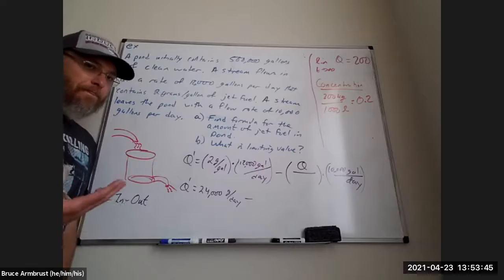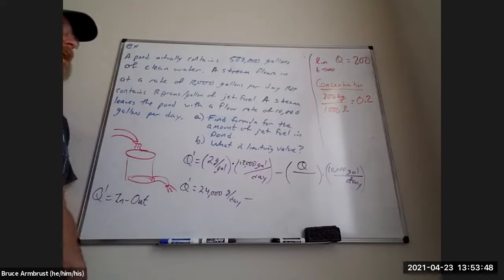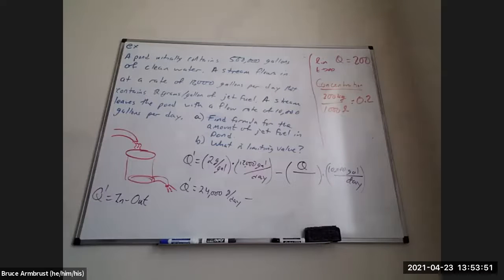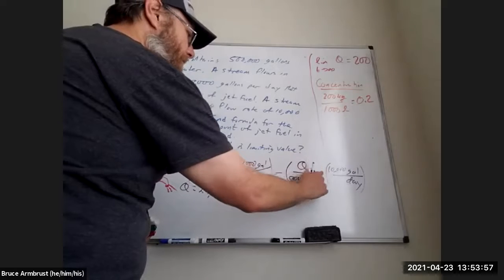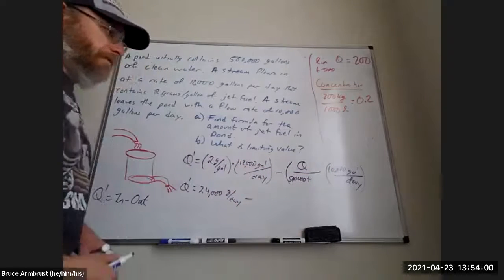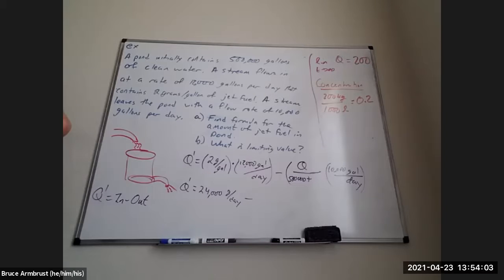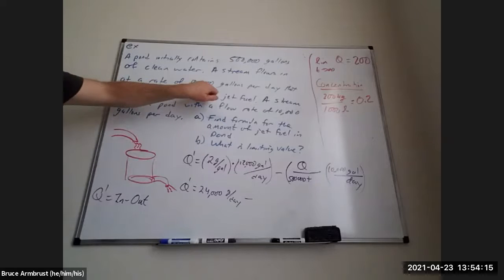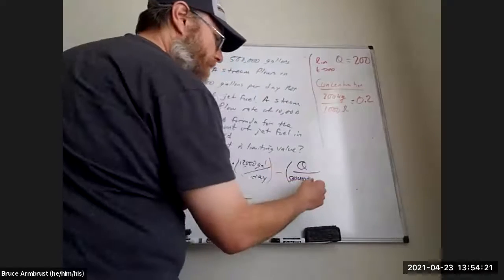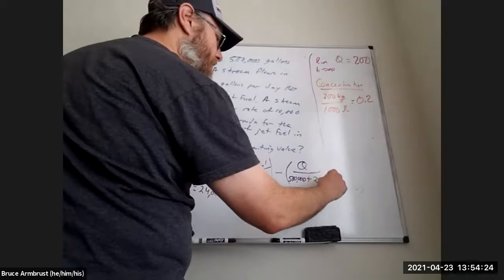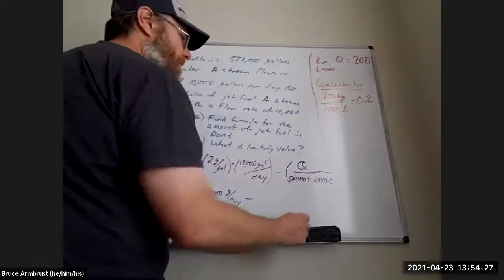Okay, so this is where it gets a little bit more complicated because it started at 500,000, but that 500,000 is increasing. So how much extra water are we getting every day? 2,000 gallons. If you look at the difference, 12,000 minus 10,000 is 2,000 gallons. So this is actually going to be Q over 500,000 plus 2,000 T.